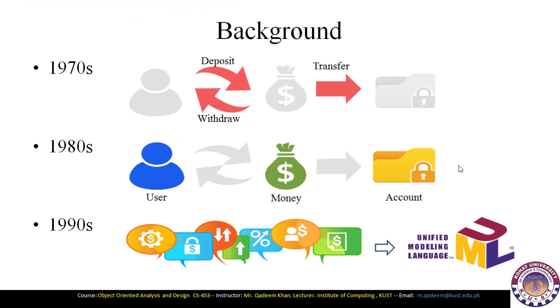Now this is the history of the software systems. First, in the 1970s, there were in fact a little bit of software systems, but no UML concepts. So here, people deposited money or withdrew money from their account or transferred the money. So here, no modeling was involved.